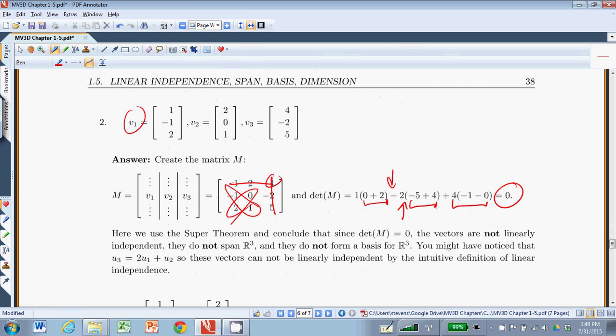So that's the other situation, right? So we know the vectors are not linearly independent. They are linearly dependent. They do not span R3, and they do not form a basis.